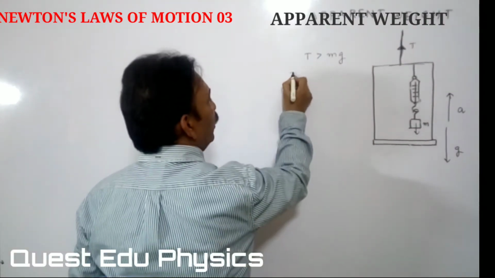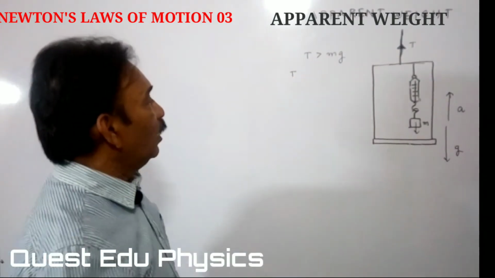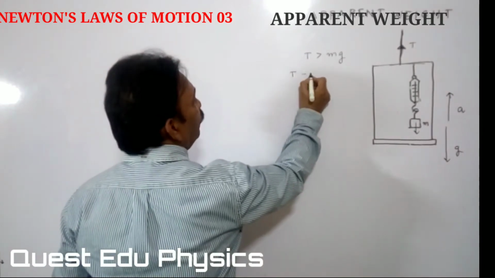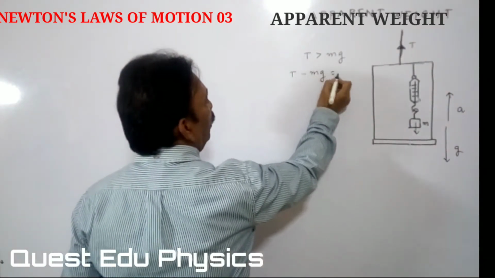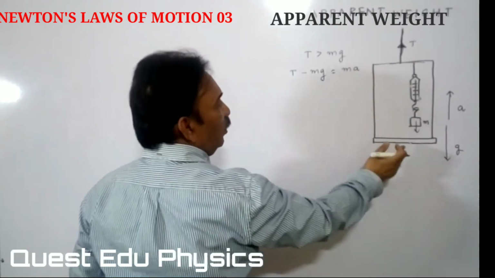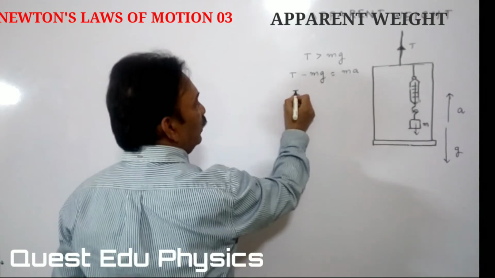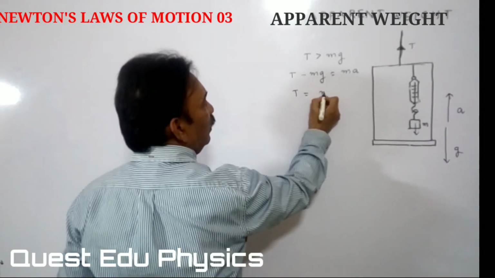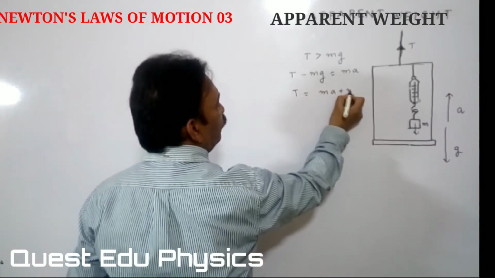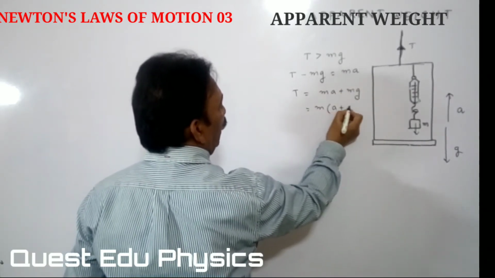Okay, students. The added force, that means T minus mg might be the force which is making the lift move up. The difference, that is not net force. Then T can be written as ma plus mg, or we can say it is m of a plus g.